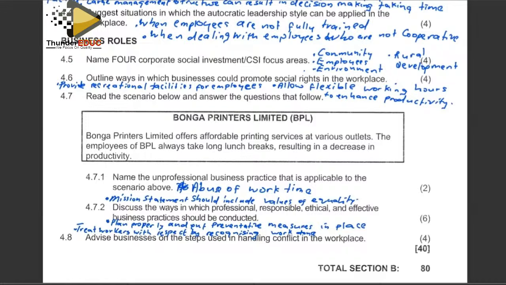So now let's move on to 4.8. 4.8 reads as follows: Advise businesses on the steps used in handling conflict in the workplace. One of the steps is to identify the problem and find out the sources of the conflict. Also give both sides a voice, also work through the differences as well as identifying a solution.